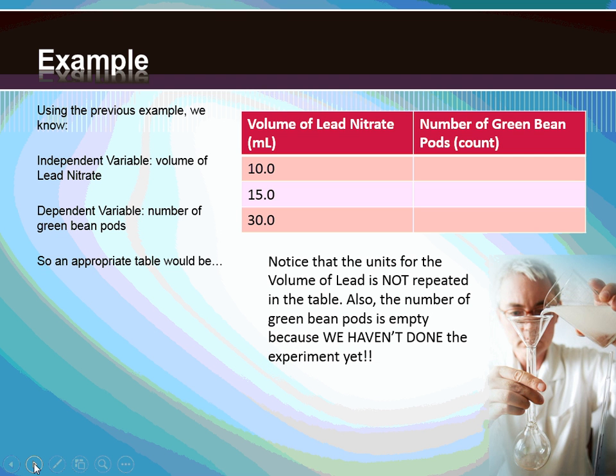Notice the units for the volume of lead is not repeated in the table. Also, the number of green bean pods is empty because we haven't done the experiment yet.